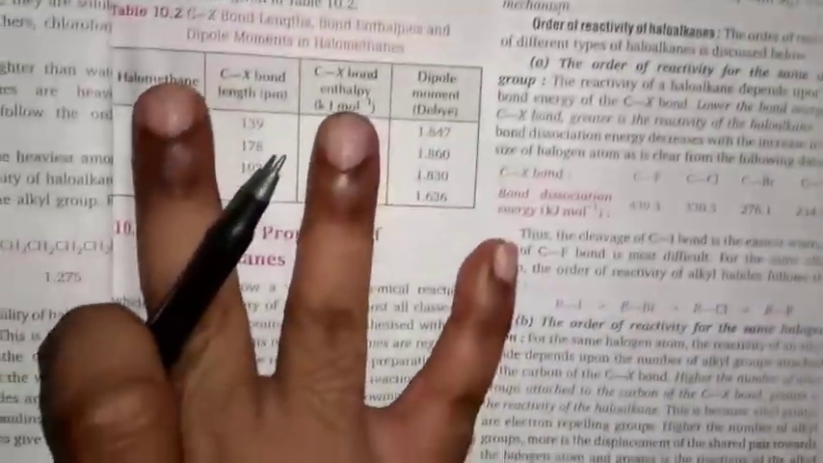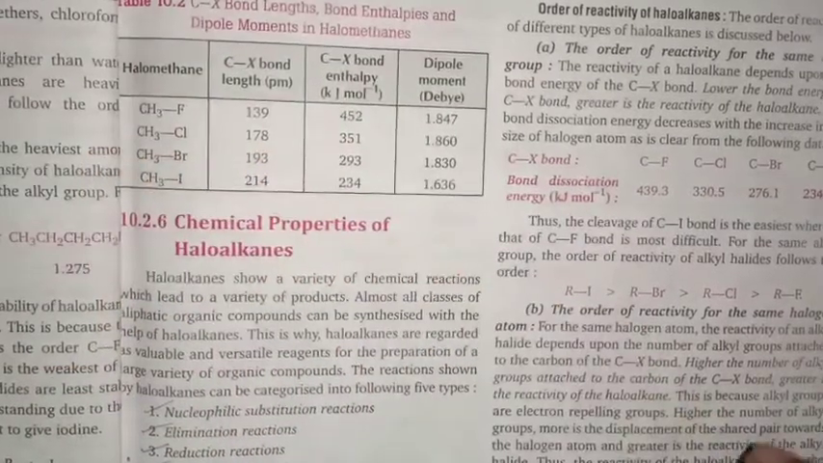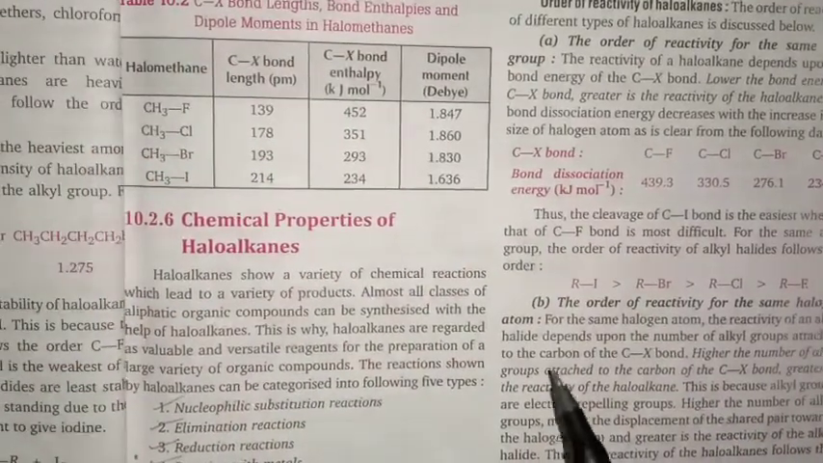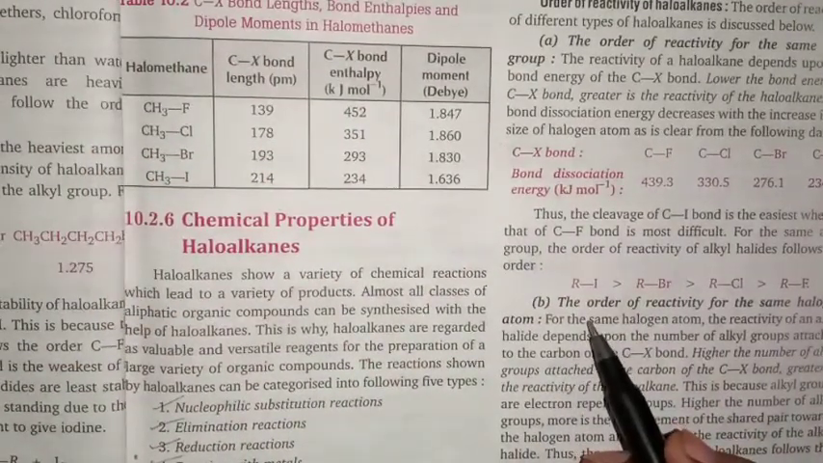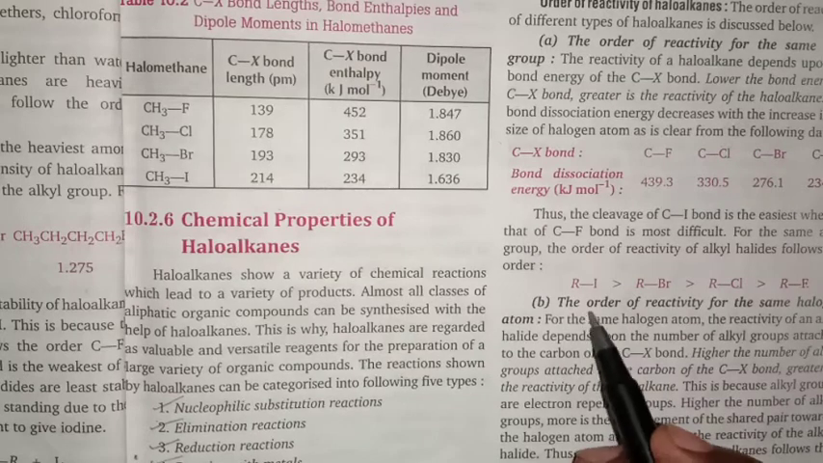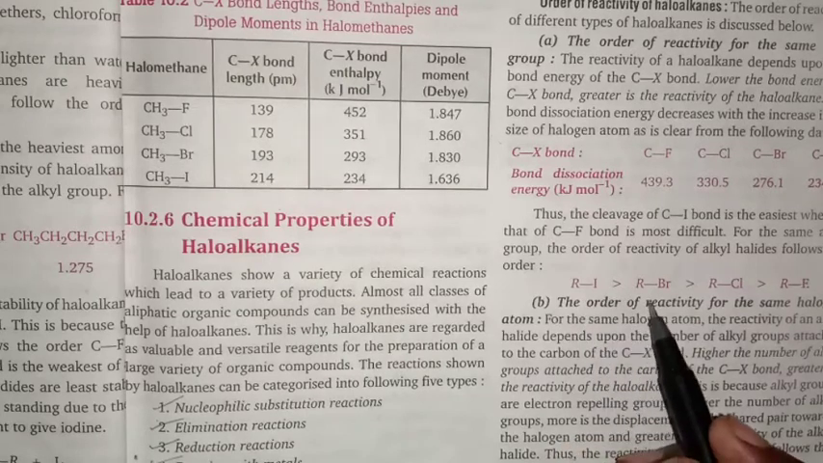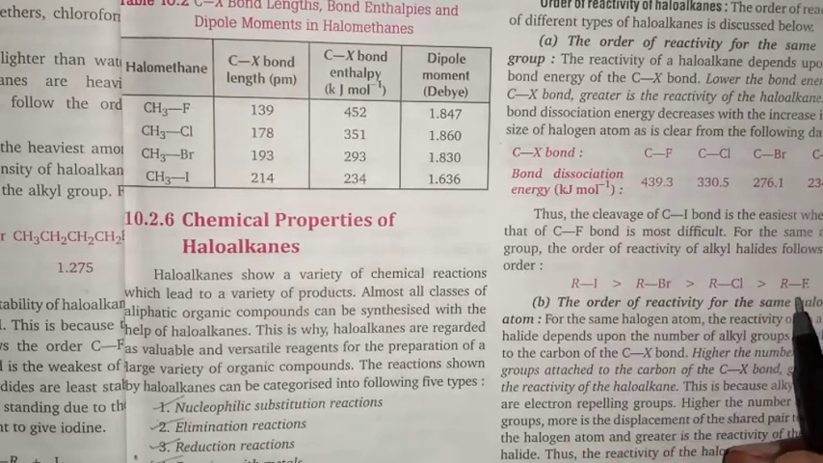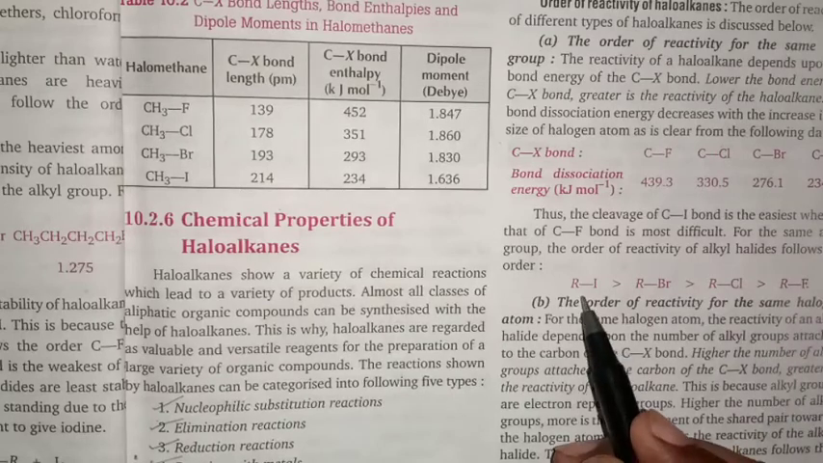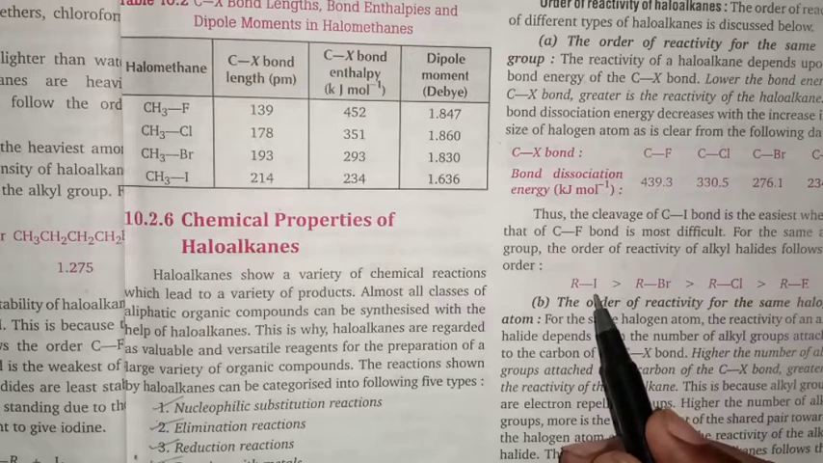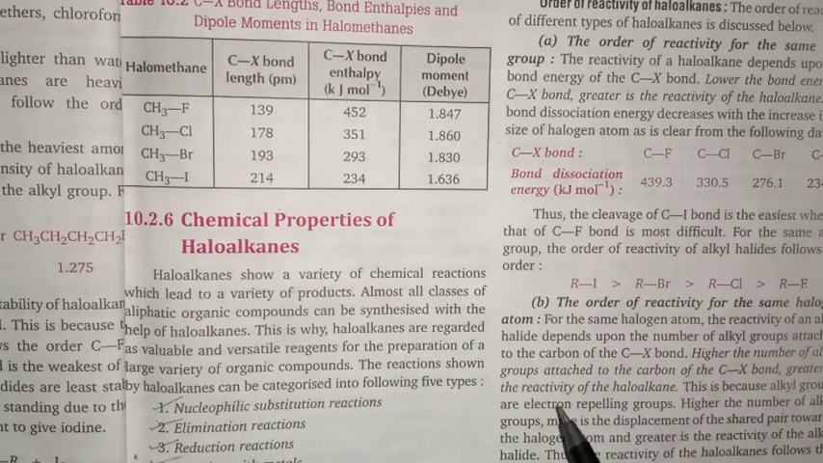And the order of stability we are talking about here. So which one is the maximum? So what we can say about reactivity: iodoalkane will be the most reactive one, then the bromoalkane, then chloroalkane, then fluoroalkane. Because the bond energy of iodoalkane is very much less, they can easily be broken down with the help of smaller energy.